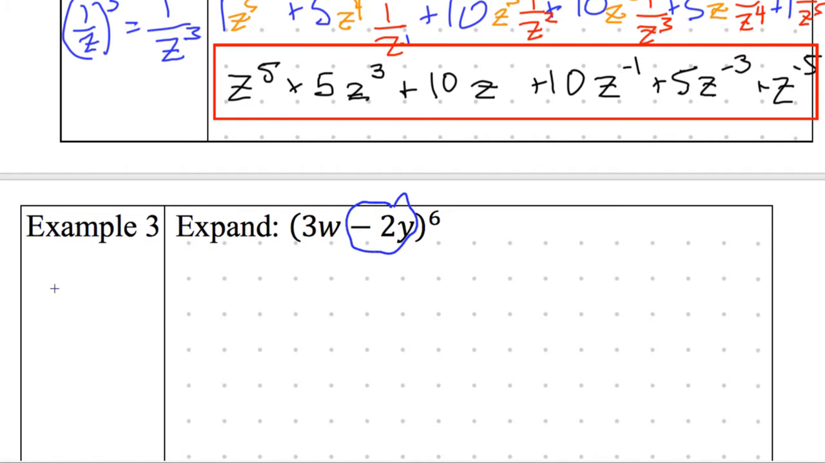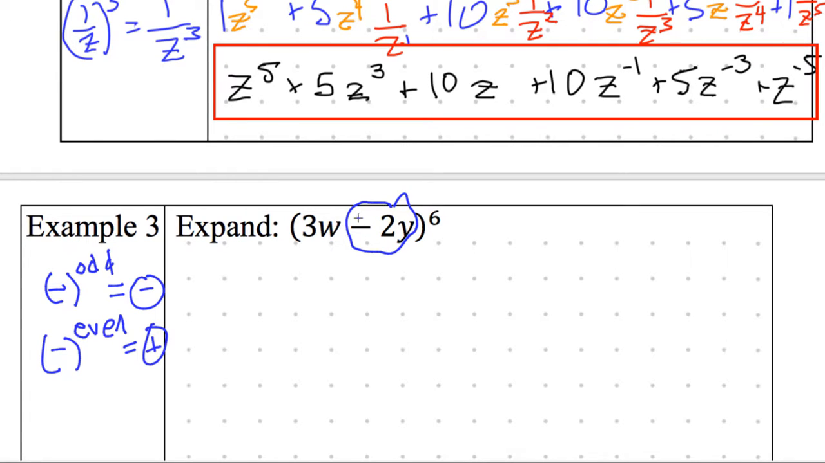So remember, if I have a negative to an odd power, that's a negative. If I have a negative to an even power, that's going to be a positive. That's your trick for solving this. You know all the tricks now. This is all of a negative 2y. Go ahead and solve this on your own.